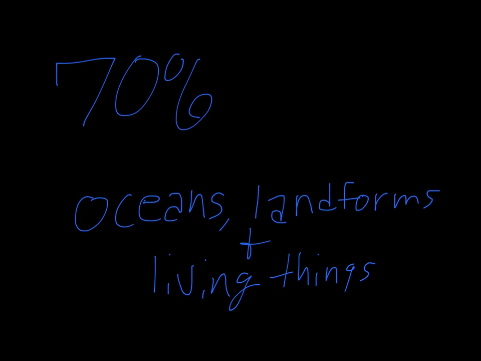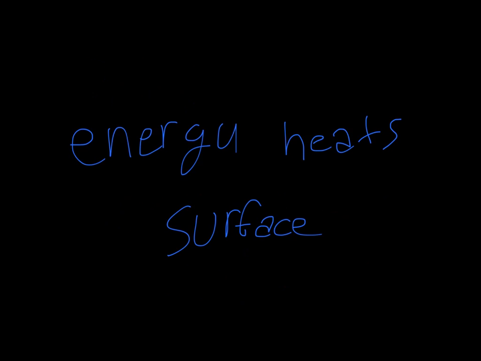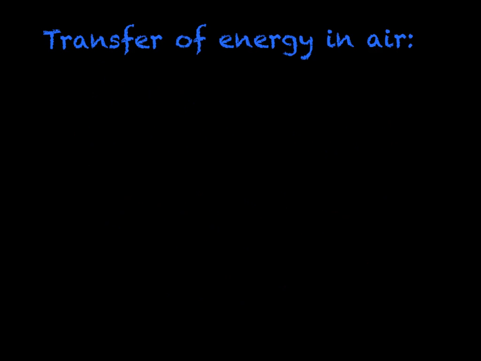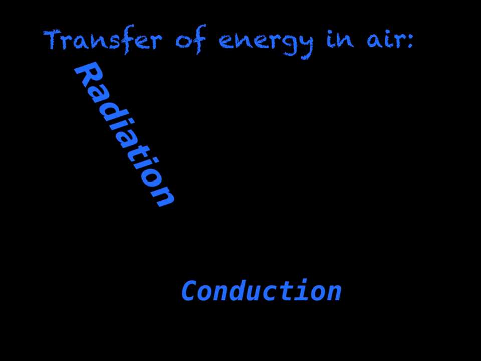70% of solar radiation that reaches Earth is absorbed. Most of it is absorbed by oceans, landforms, and living things. The absorbed energy heats the Earth's surface. Air moves energy and spreads it around, and it does this in 3 different ways. Those ways include radiation, conduction, and convection.